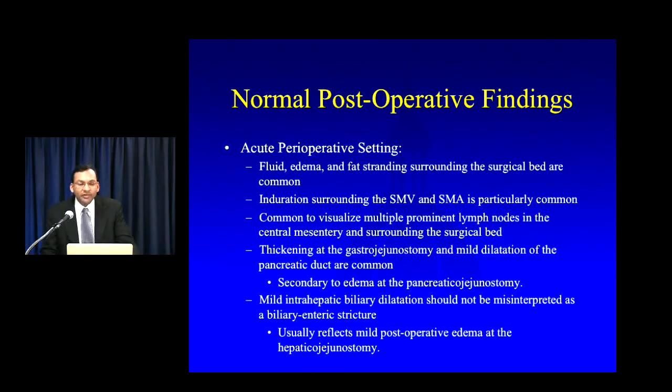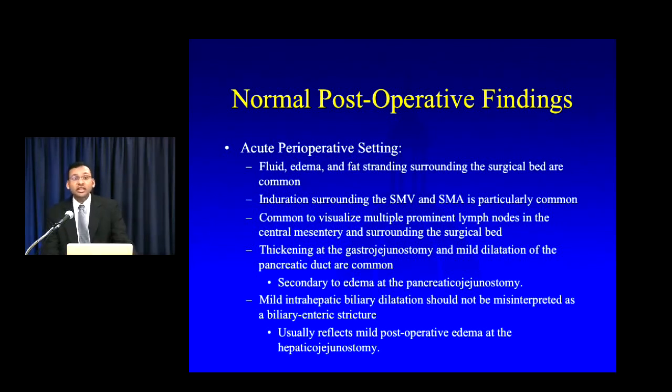You're going to often see multiple reactive lymph nodes in the central mesentery, usually subcentimeter, but can rarely be larger. These are not metastatic. These are reactive lymph nodes as a result of the inflammation. Now, in the acute postoperative setting, thickening at the anastomoses is not at all uncommon, right? So you can see thickening of the gastrojejunostomy, and often there may be mild proximal dilatation of the stomach as a result.